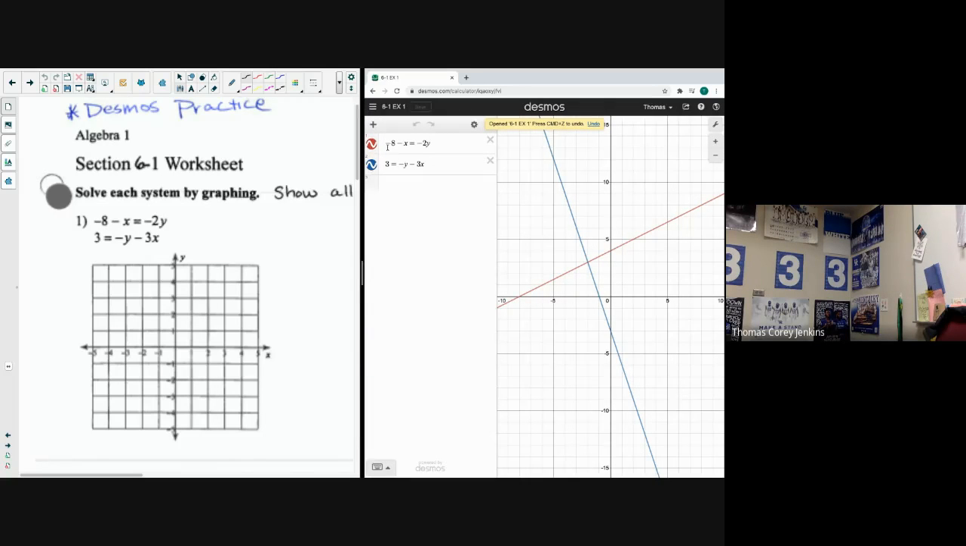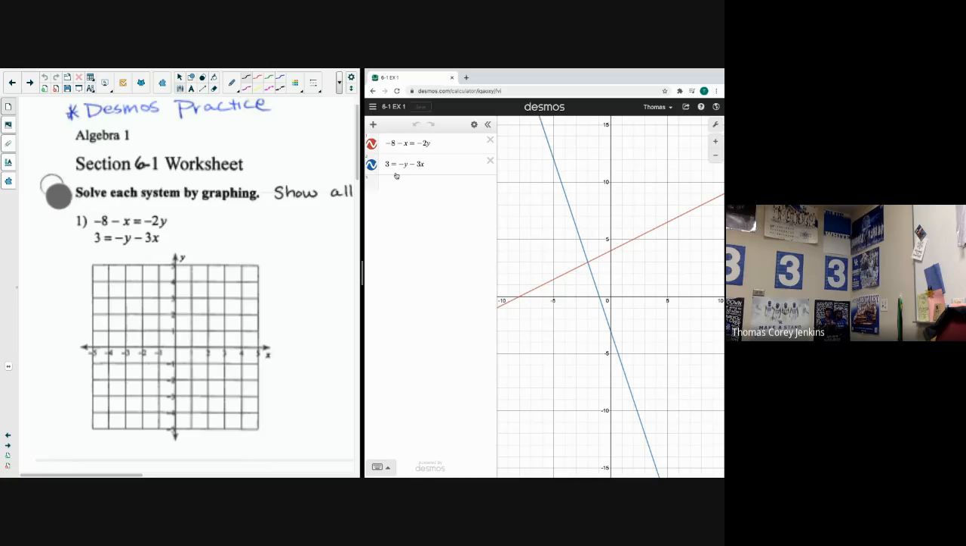But you can see I typed it just like it was: -8 minus x equals -2y, and 3 equals -y minus 3x. I did not solve for y. I didn't do any work. I just typed these in. And now I want to see where they cross.